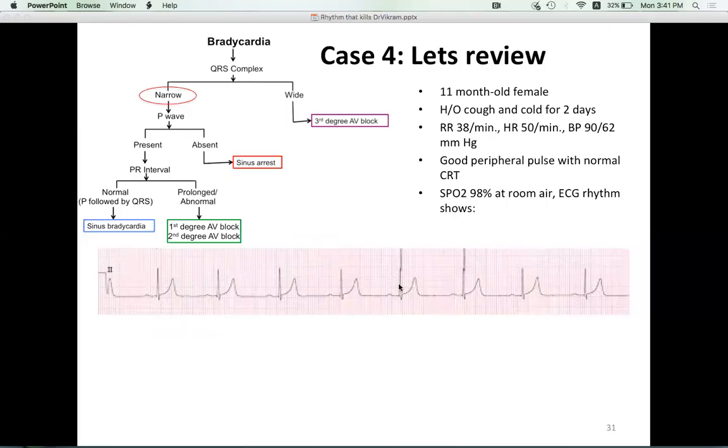So what do we have? We have a narrow complex QRS, yes. P waves are present. You can very well make out these P waves. Look at the PR interval. Is it the normal PR interval? No. The PR interval seems to be prolonged. So it is either first degree or second degree heart block. In this case, it is a first degree AV block.